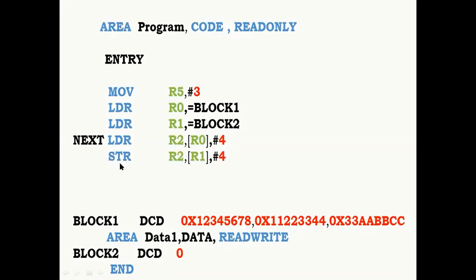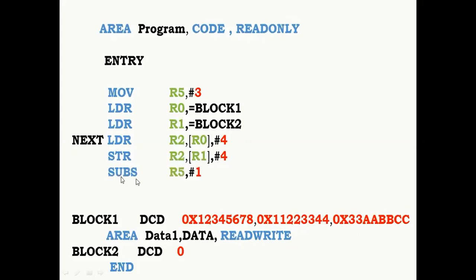Then you do STR, which is store R2 to R1. Whatever the 32-bit value is, you are moving into block 2. Block 2's address is pointed to by R1, and after moving the value, you have to increment R1. This we call post increment. After movement of data, you increment the memory location with 4, because you are copying the value present in R2 into memory as a 32-bit value. That's why you increment this memory location by 4.